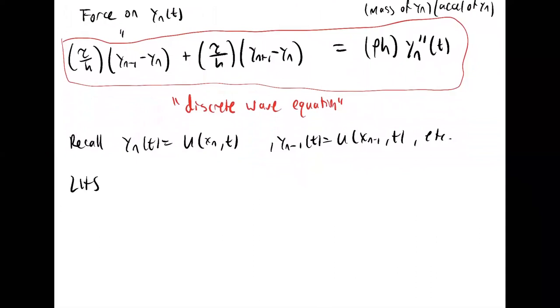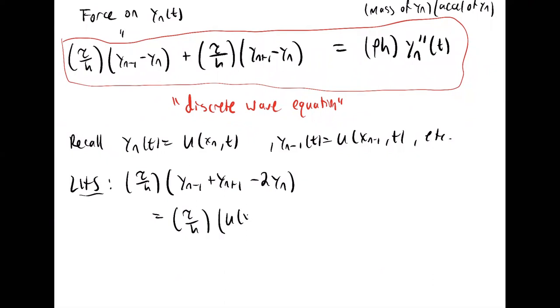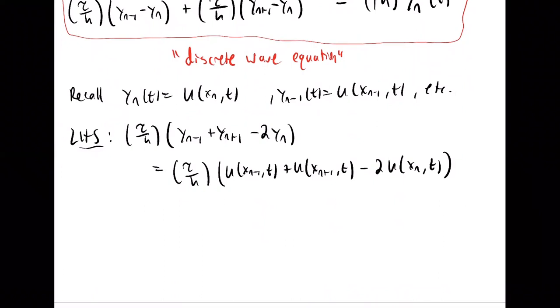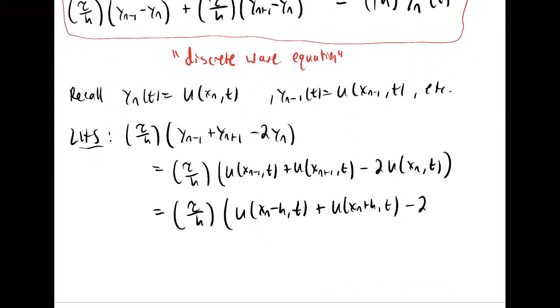On the left-hand side, I have tau over h. If I combine these terms, I get yn minus 1 plus yn plus 1 minus 2 times yn, which, if I plug in u, is u of xn minus 1 at t plus u of xn plus 1 at t, minus 2 times u of xn at t. And remember, xn minus 1 is equal to xn minus h, and xn plus 1 is equal to xn plus h. So I can simplify this further as tau over h times u of xn minus h at t plus u of xn plus h at t, minus twice u evaluated at the point xn.